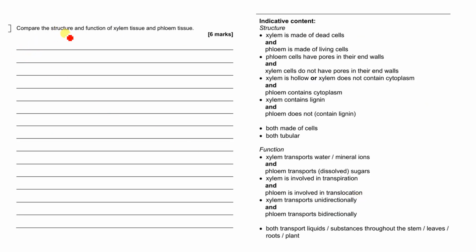Now, they say compare the structure and function of xylem and phloem. Two things. You should compare the structure. Then secondly, you look at the function. Based on structure, you look at the indicative content. Xylem is made up of dead cells, while phloem is living cells. Phloem have end walls, while xylem do not. They have hollow tubes, because they are dead cells. There is no cytoplasm. But phloem are living, so they have cytoplasm. Xylem have lignin. Phloem does not.